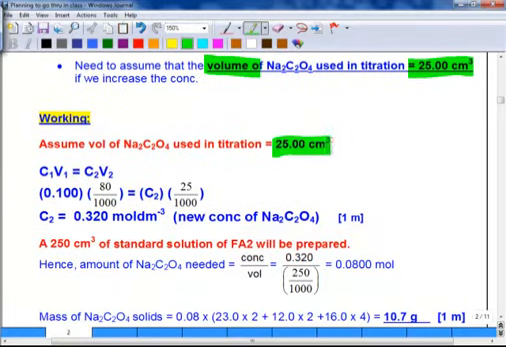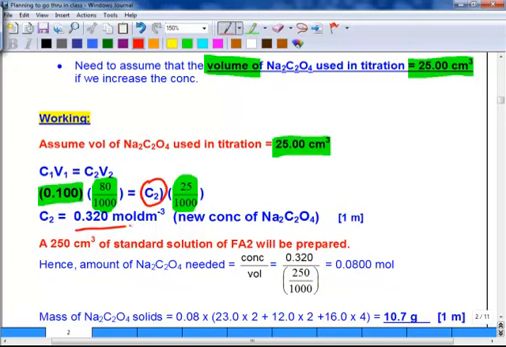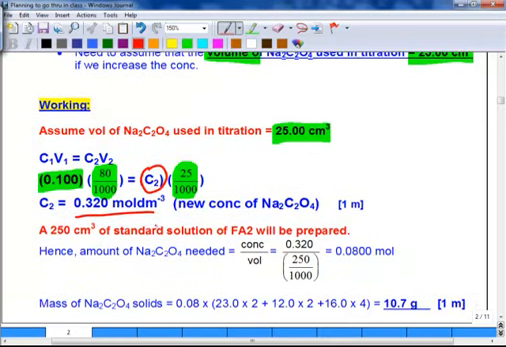Assume that it's 25. Listen first, you can use C1V1 equals C2V2. If you use 0.1 mole per dm cube, your volume will be 80. Do you agree? But now you don't want 80, you only want 25, right? So I must fix the 25. Then from there, I can find the new concentration, which is 0.32. Everybody okay?